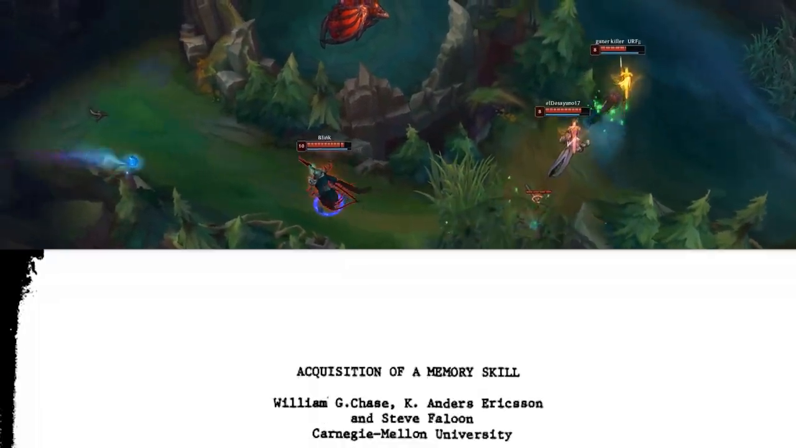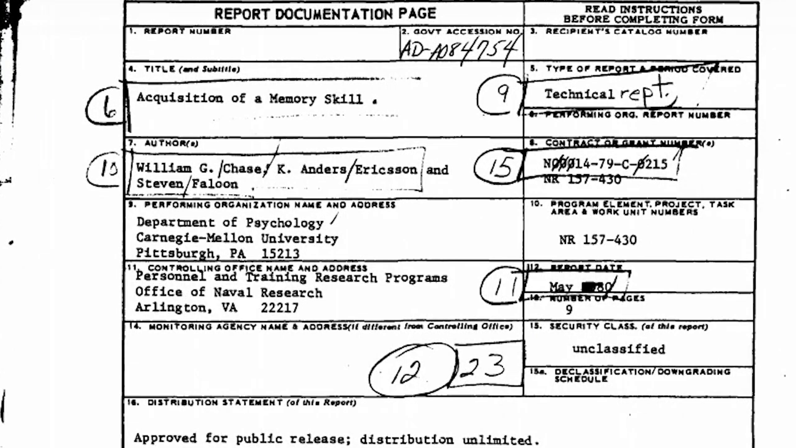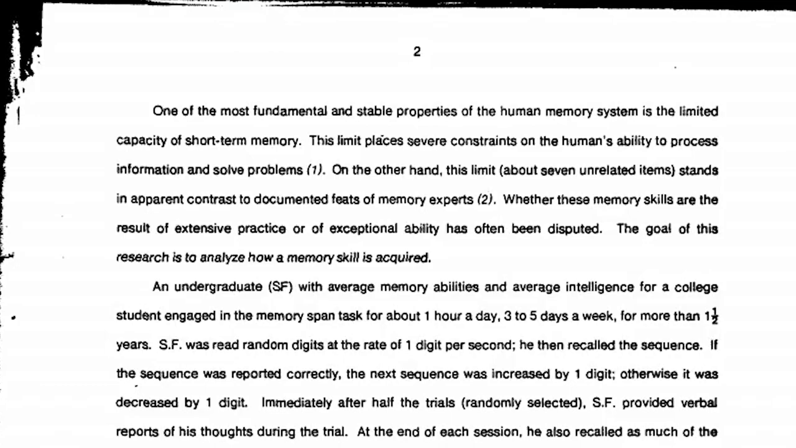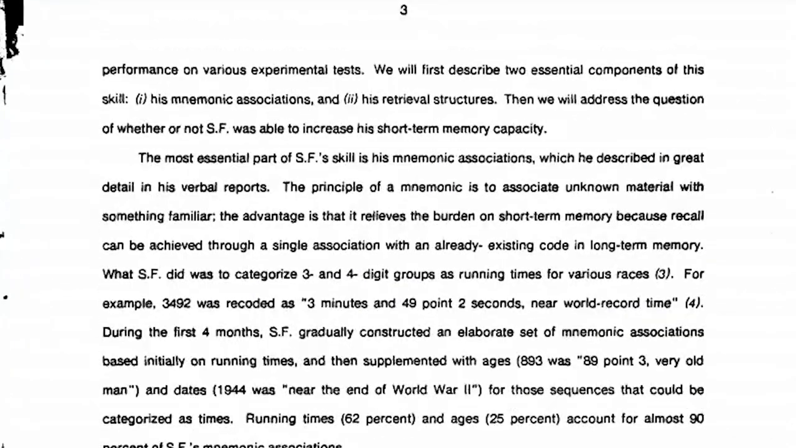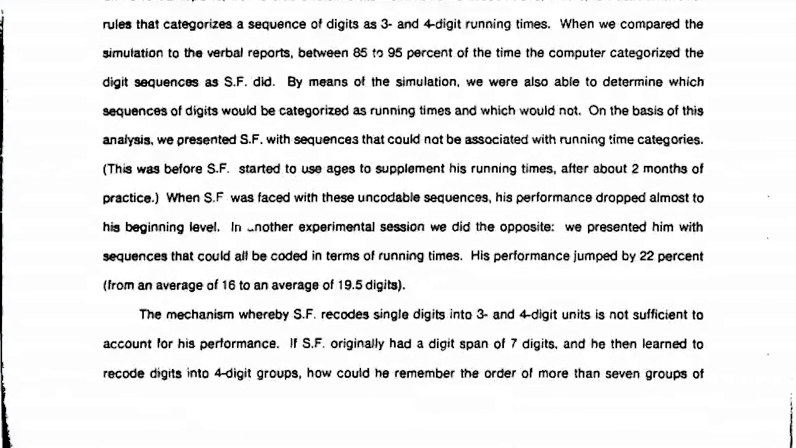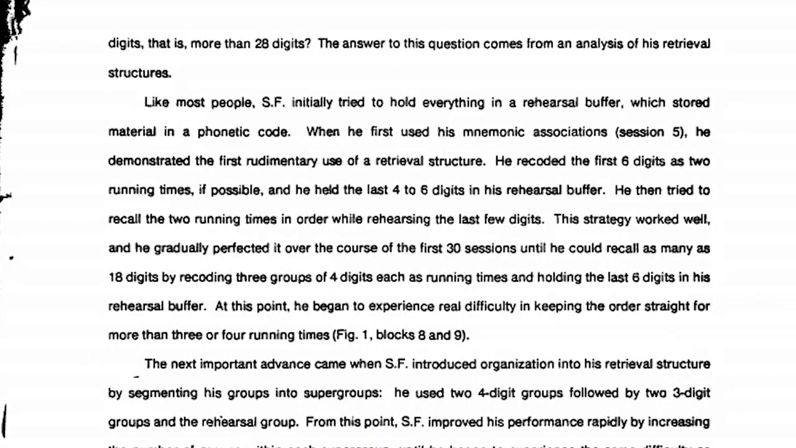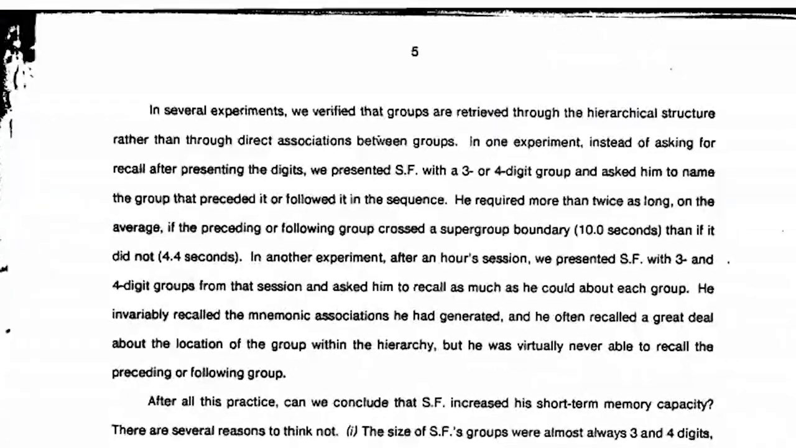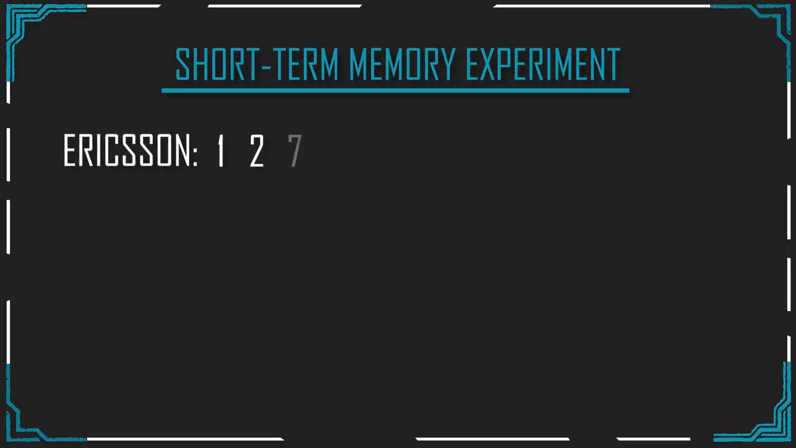In a study conducted by Anders Ericsson, he hired an undergraduate student from Carnegie Mellon University, Steve Faloon, to see if with the right practice, someone could remember a lot more than 7 digits in short-term memory. This was in 1977. At that time, it was well established that on average, people could only retain up to 7 unrelated items in short-term memory. The test was simple. Ericsson would read a random string of digits, 1 per second, and Steve would have to recite them back in the same order.